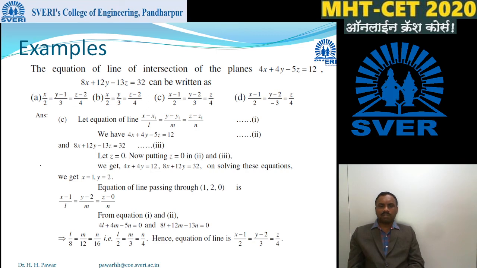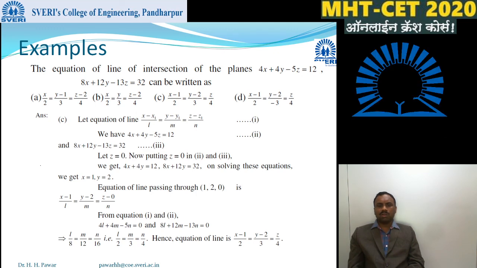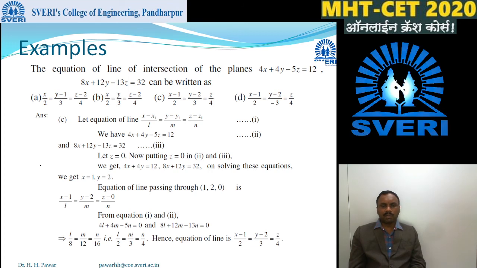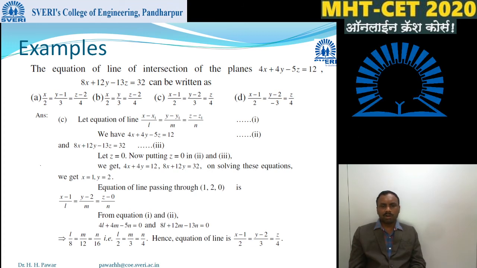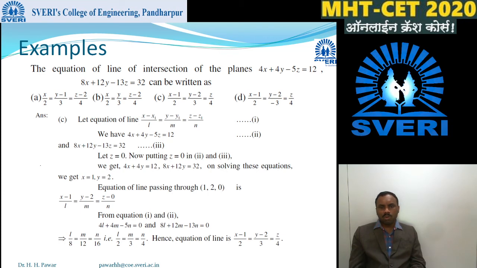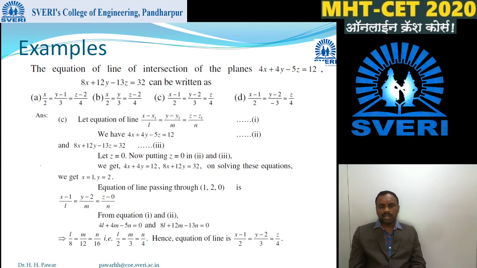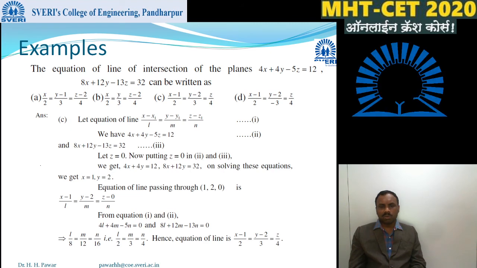By solving this equation we'll get x equal to 1 and y is equal to 2. Hence the equation of line passes through the point (1, 2, 0). So the equation of line is (x minus 1)/l = (y minus 2)/m = (z minus 0)/n. From equation 1 and 2 we'll get 4l plus 4m minus 5n equal to 0, and 8l plus 12m minus 13n equal to 0.